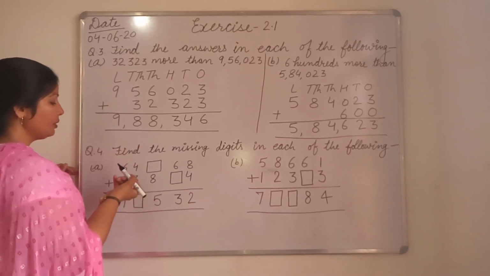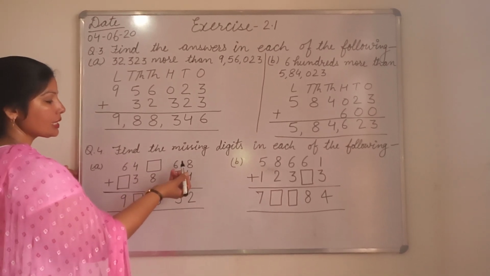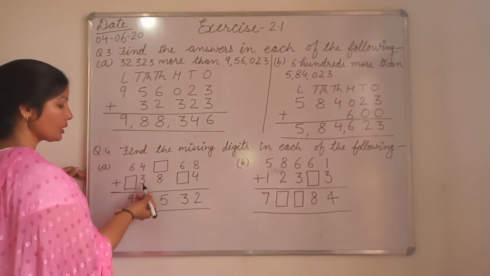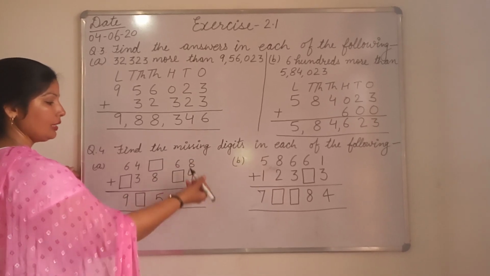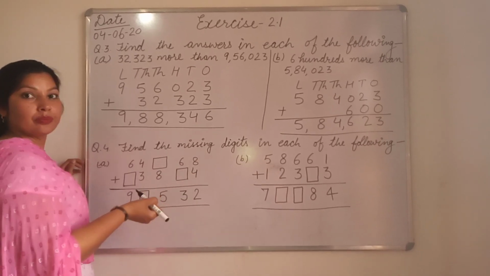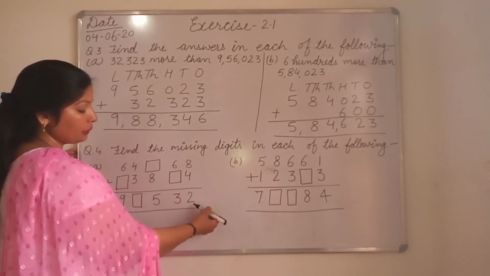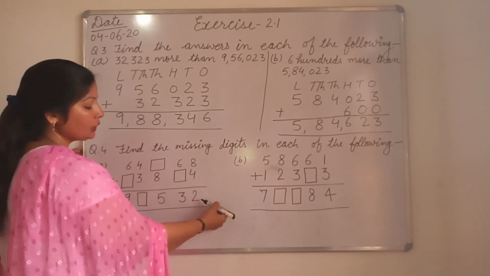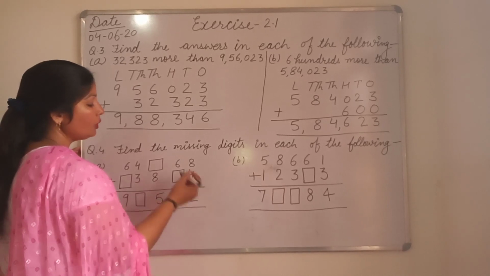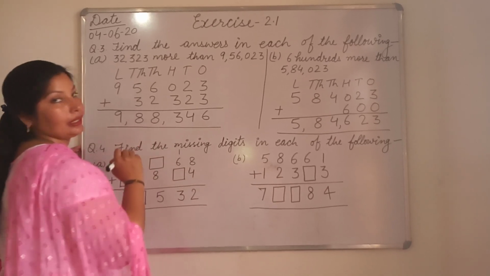It is given 6, 4, there is box 6, 8. There is box 3, 8, box 4. Now there is given 2 as an answer. So 8 plus 4 is what? 12. 8 plus 4 is 12. So we write here 2 and 1 goes carry.